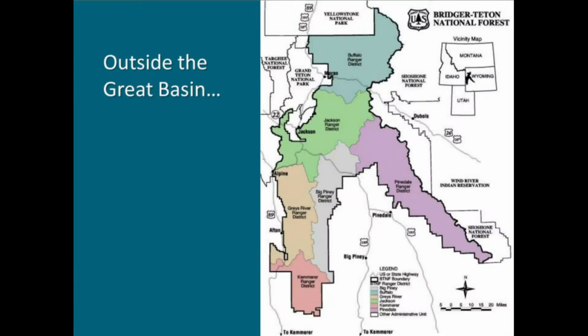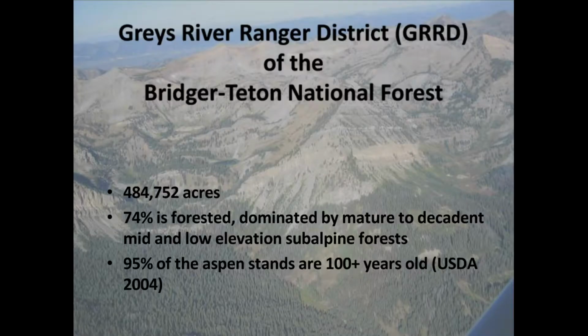The project area that I've been working in is outside of the Great Basin in western Wyoming. It's part of the Bridger-Teton National Forest, which is one of the largest national forests in the lower 48. And you can see it's on the western side of the district. It's a 500,000 acre ranger district. It's primarily dominated by mid to low elevation subalpine forests that are mature to decadent, as are the aspen stands that are seen on the landscape now.